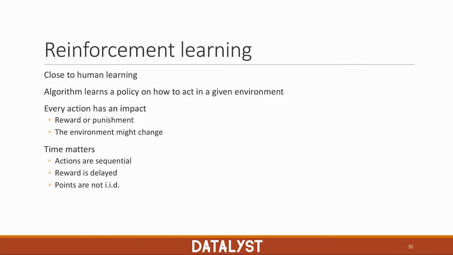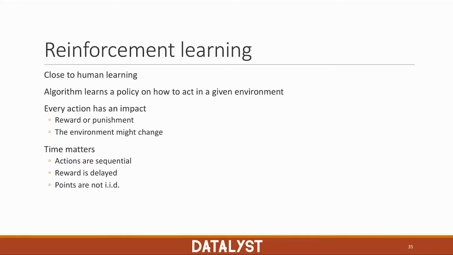So recommender systems are very exciting, very powerful, and it's really one of the most successful niches of machine learning that's everywhere in e-commerce. And so let's move on now from recommender systems to reinforcement learning. Reinforcement learning is a very interesting subtype of machine learning because it's very close to human learning. In reinforcement learning, an algorithm learns a policy on how to act in a given environment.